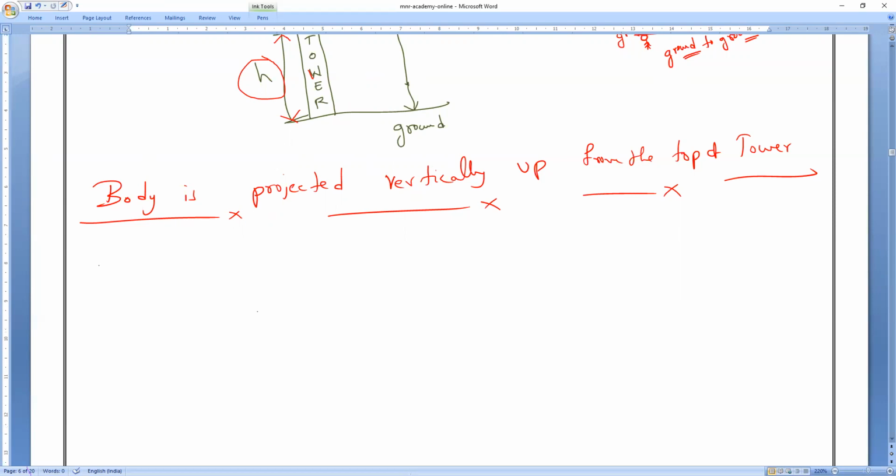Then first formula: what is the displacement traveled by the body? If you want to find it, write it. Displacement after time t is, remember all of you, what is the displacement symbol?